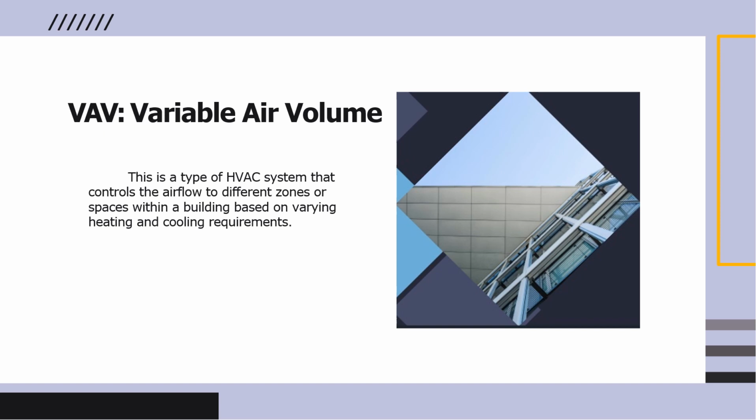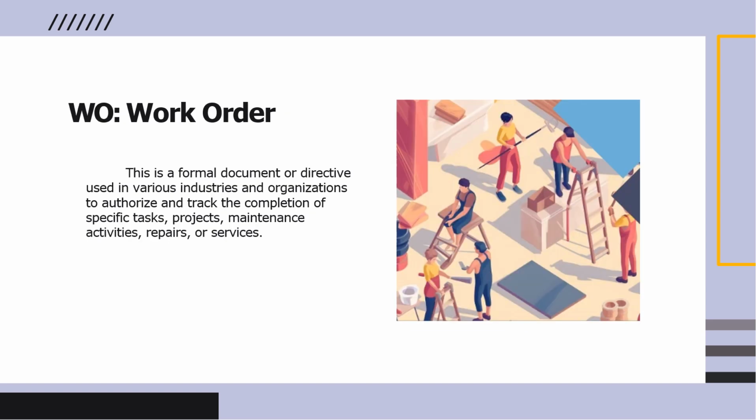VAV is variable air volume, as opposed to constant air volume, which we looked at earlier, CAV. VAV has to do with varying air volume according to the space that is being supplied. So this is a type of HVAC system that controls the airflow to different zones or spaces within a building based on varying heating and cooling requirements. So that's VAV. Next is WO, work order.